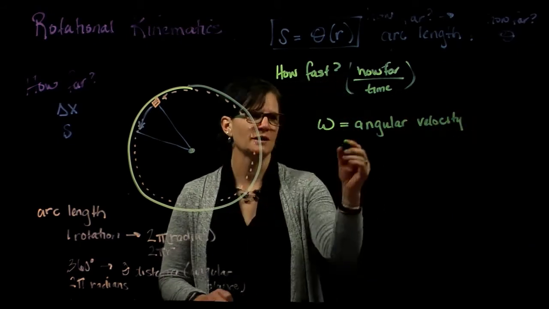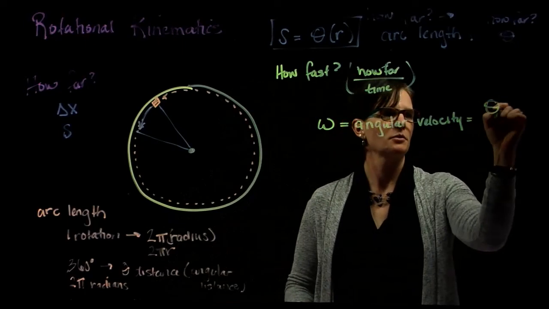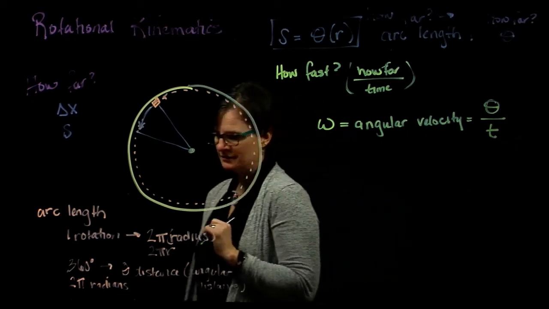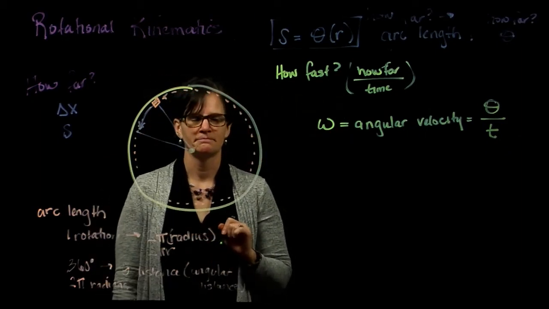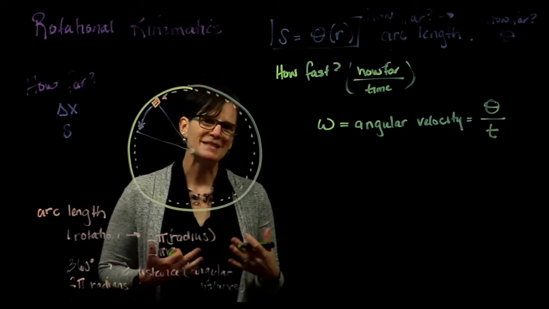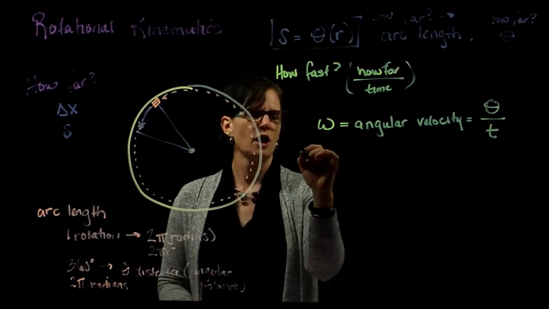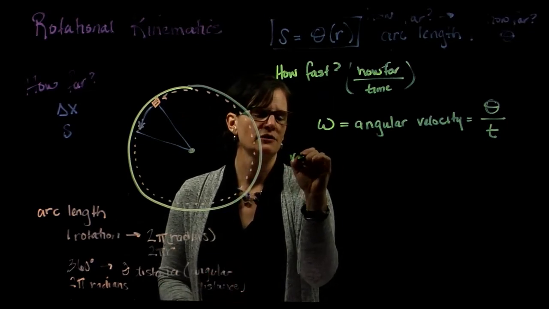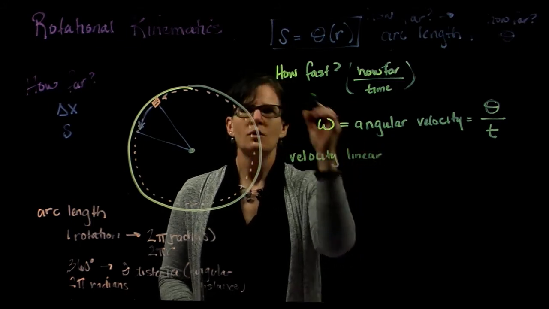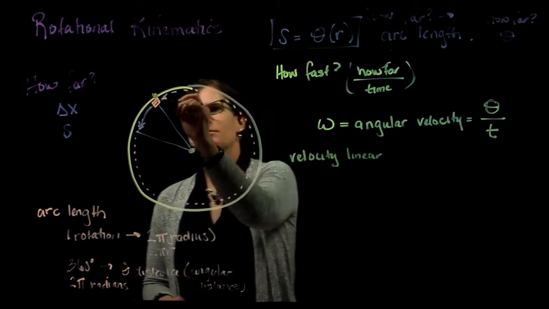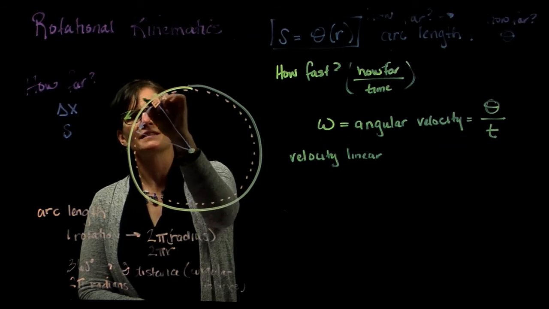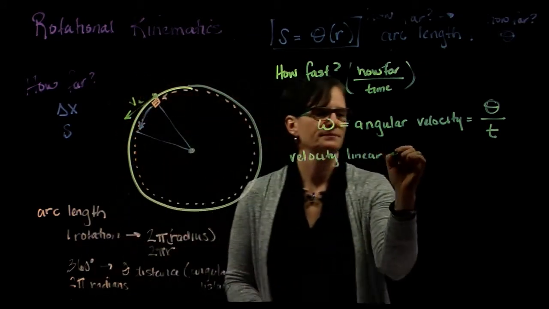How much rotation I get in the amount of time. If I want to talk about linear velocity, I'm talking about a very specific type of linear velocity in this case. I'm talking about the velocity, so our linear velocity, right at the point, the linear velocity at this point in time is the velocity tangential.